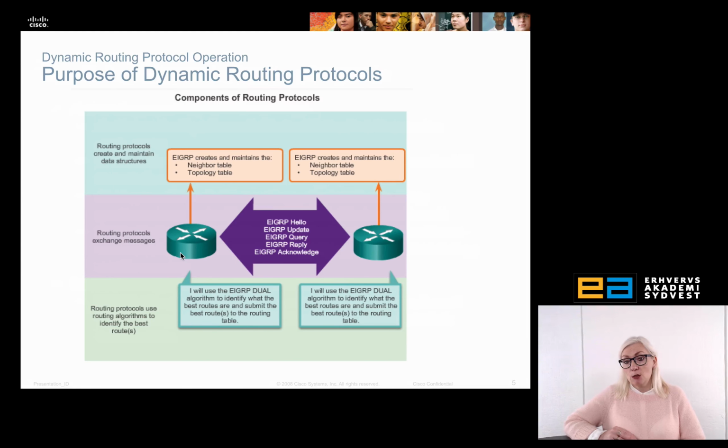Then we have the algorithm in EIGRP. It's something called DUAL. This is the way that EIGRP finds out what is the best path, what is the fastest way to get from one network to another. And other protocols have different types of structures, messages, and algorithms.